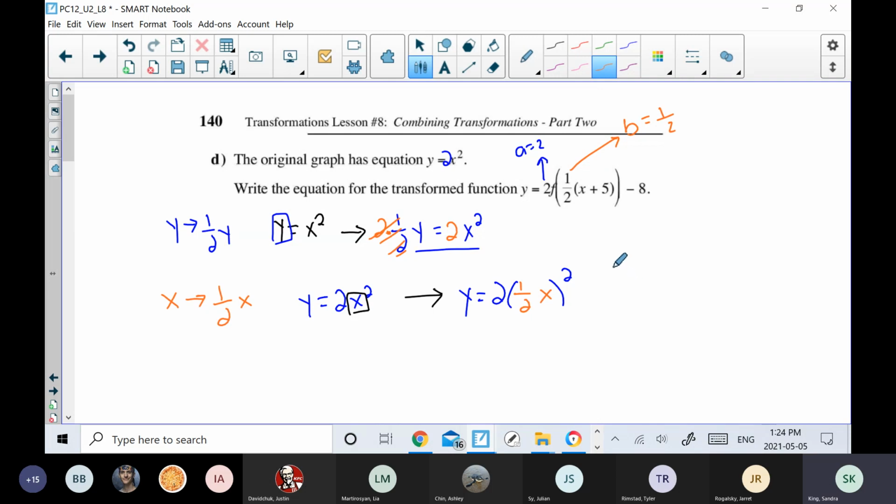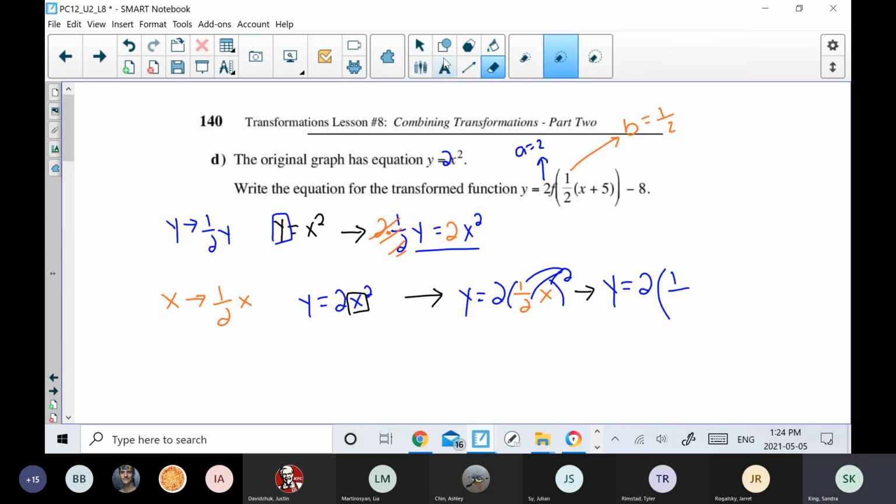From here, if you're able to clean up, we can clean this up. What we could do is this 2 goes on the X, it could go on the 1, and it could go on the 2. So this becomes Y is equal to 2, because that was my A, times 1/2 squared becomes 1/4, or sorry, 1/4, x squared.